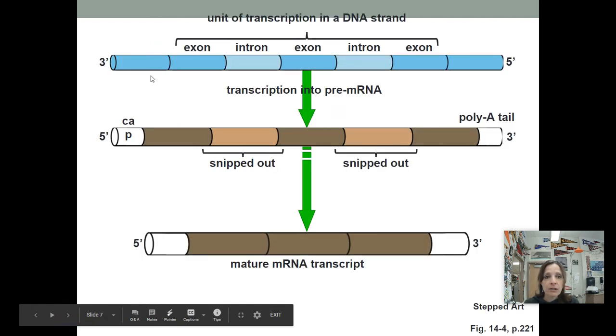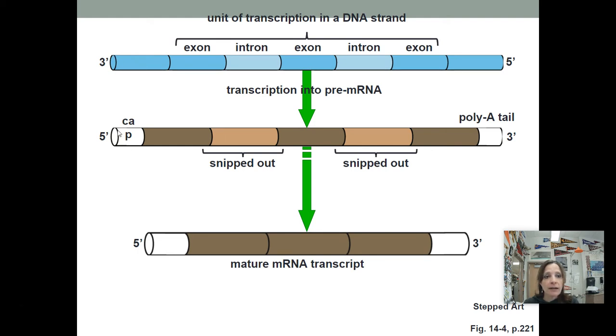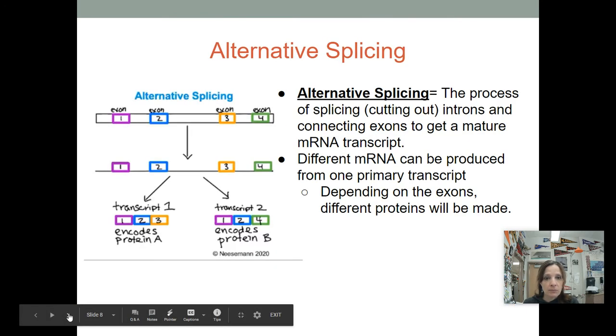Okay, here's just another picture in a slightly different way. So you have your 3 ends, so you would have your cap. Actually, I guess it flipped here. And then so here's a 5 end with the cap, and then here's your poly A tail on the 3 end. And then as you can see, the introns get snipped out, and you end up with just exons to get to your mature transcript.